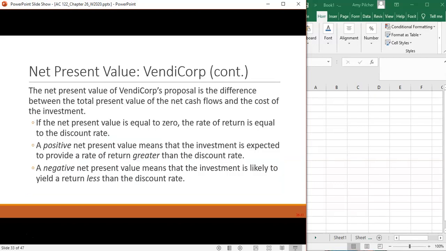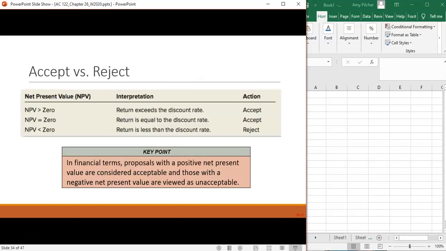As I said before, if the net present value is equal to or greater than 0, then we know that the investment is going to generate our minimum required rate of return and we can accept that investment. If we have a negative net present value, we're not going to recoup our money on that investment. It does not meet our minimum required rate of return and we should reject the investment. This is just a slide that gives you a table of accept or reject decisions when we're looking at net present value calculations.